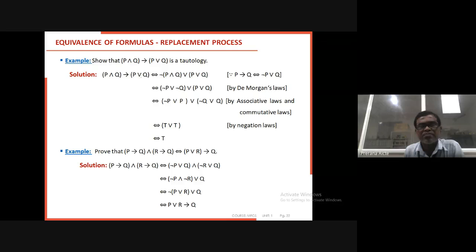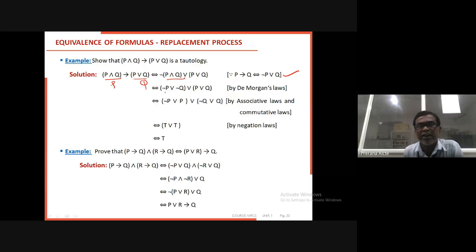P and Q implies P ∨ Q, that is what I want to prove. So now you assume it as P and you assume it as Q. According to this equivalent formula, I can write it as negation P ∨ Q. So, negation of P ∨ Q.